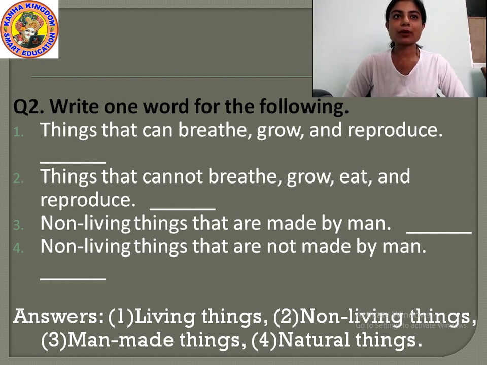Okay. Number 2, things that cannot breathe, grow, eat and reproduce. The answer is non-living things. N-O-N-L-I-V-I-N-G-T-H-I-N-G-S, non-living things.